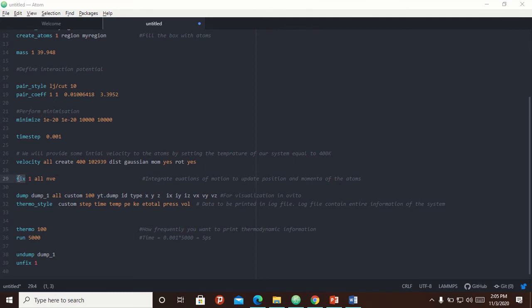Now comes the most important command in LAMMPS, the fix command. As I already told you, the basic foundation of molecular dynamics simulation is the classical form of statistical mechanics, in which we integrate the equations of motion to update the position and momentum of the particles, or atoms, in the system. So what happens if I don't use the fix command here? The atoms in the system are not going to move. So it's very important to move the atoms in the system, so that we can calculate their position and velocity with time evolution.